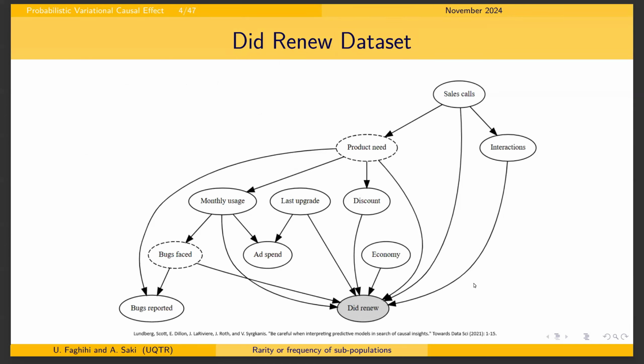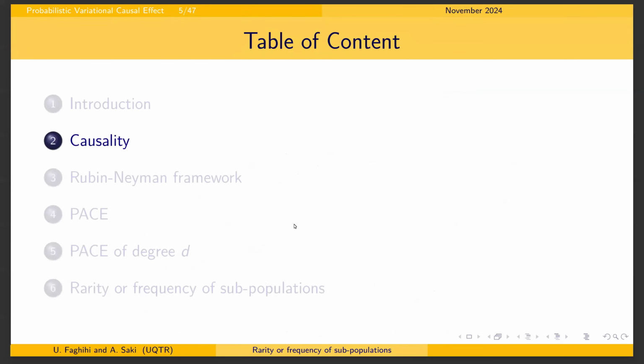The code that I'm going to discuss with you comes from this paper by Lundberg. It was on Medium. So maybe some of you who are familiar with causal inference have already seen that. So I'm going to discuss this code and what we added to it.